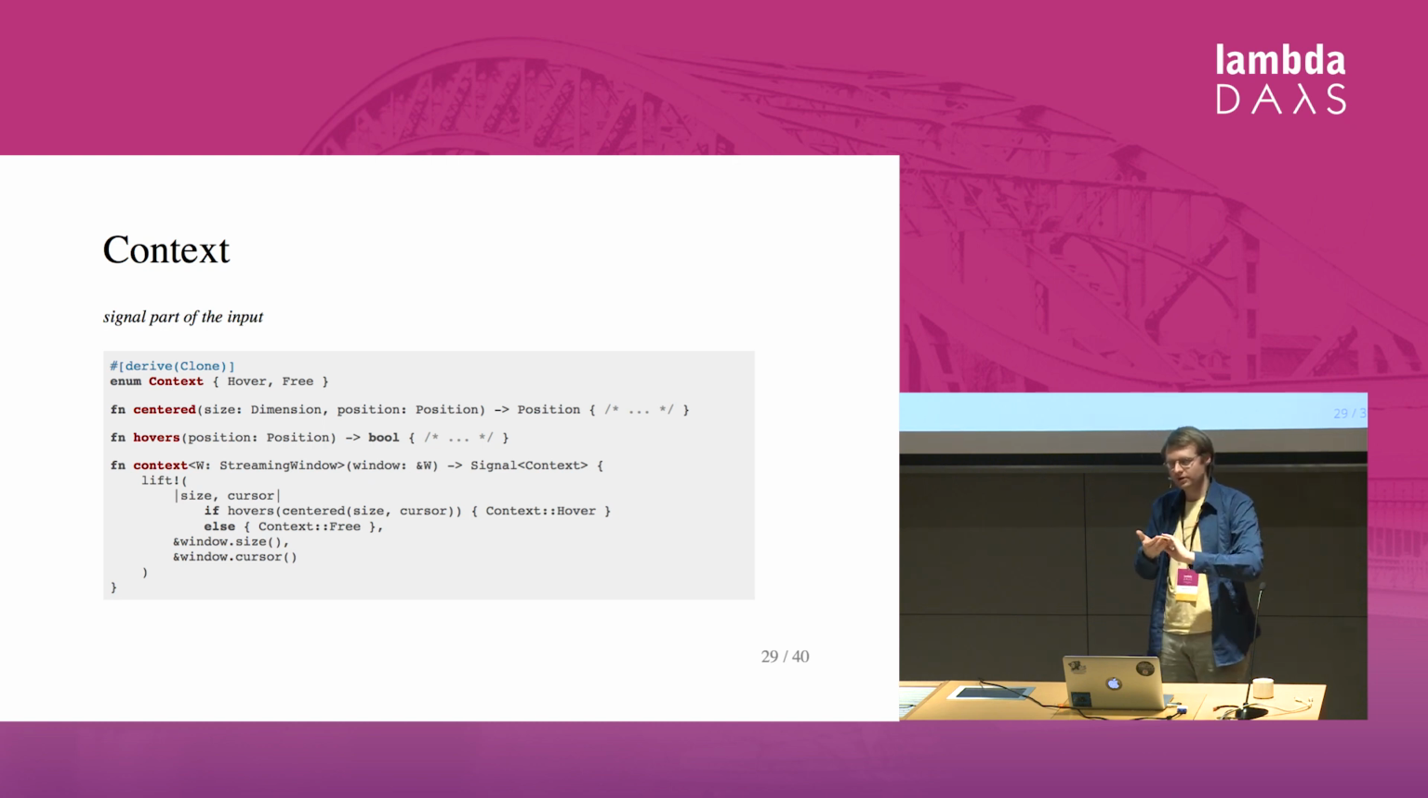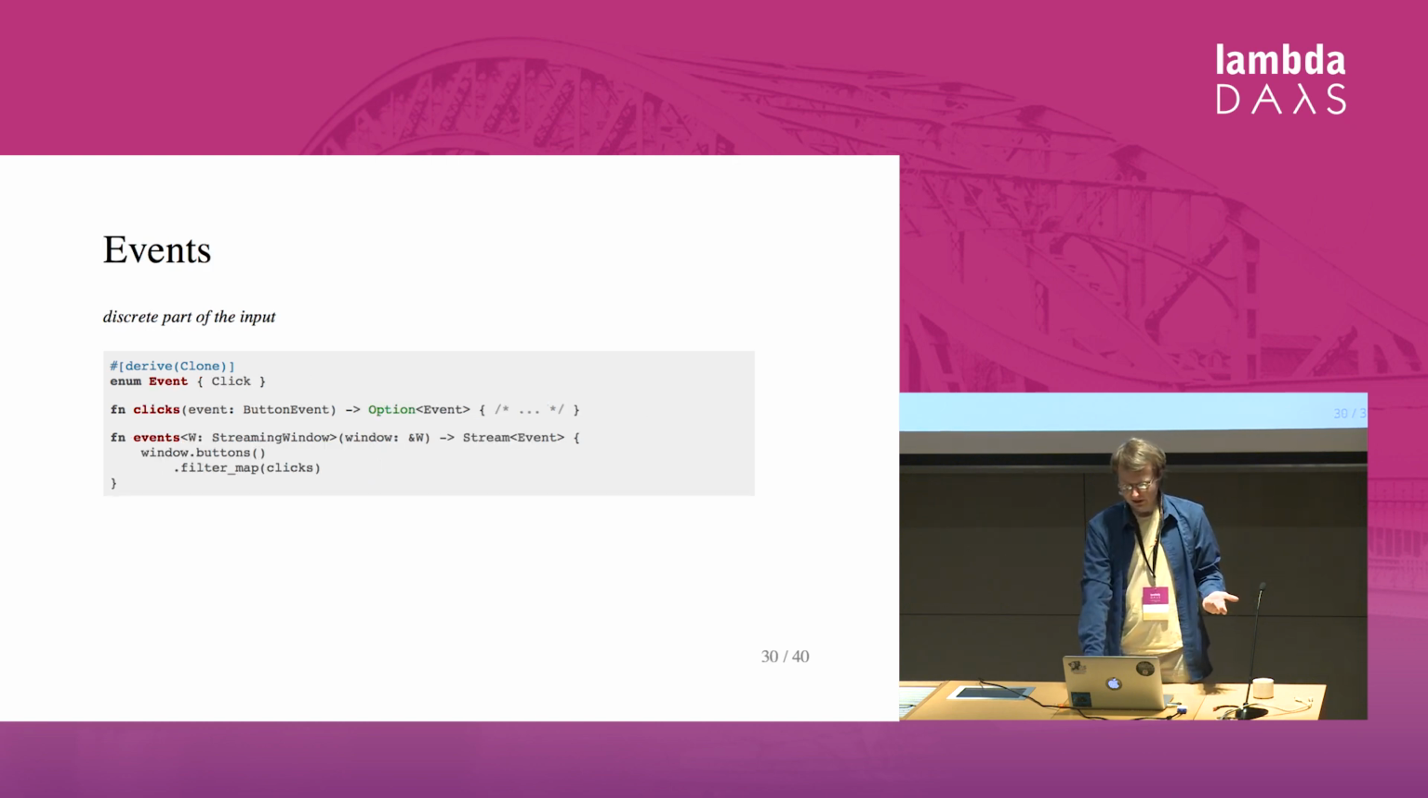Now you have to sort of derive that from the window that you get. So there are a couple of functions that I can delegate this to, but essentially I take the window size and the current position of the mouse cursor, make some coordinate transformation based on the window size, and then say, okay, does that hover over my button? And if so, I'm in the hovering context, otherwise I'm free of the cursor.